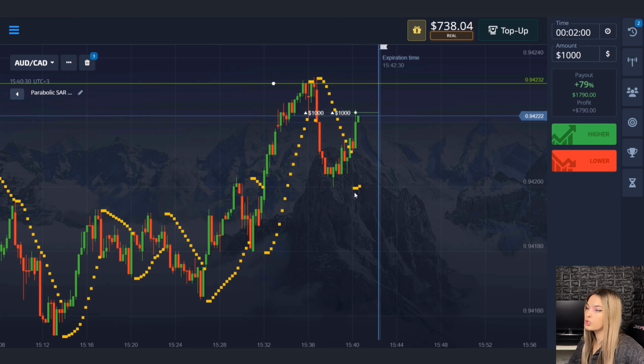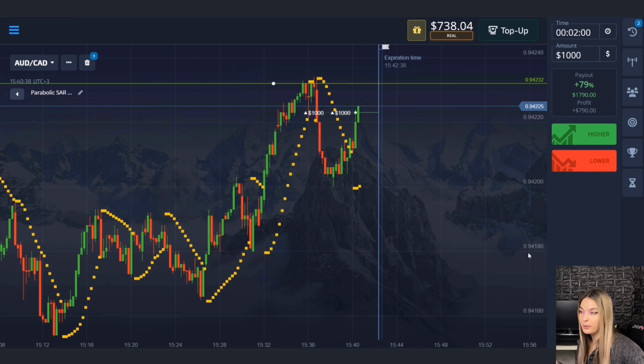Also at the same time yellow dots begin to form under the graph, and this means that in the near future the price will move up. I think that in this situation 2 minutes will be quite enough for us, even taking into account possible pro trade. So guys, let's wait for the result.